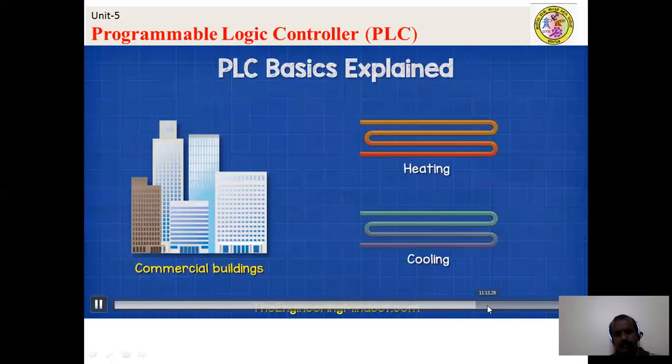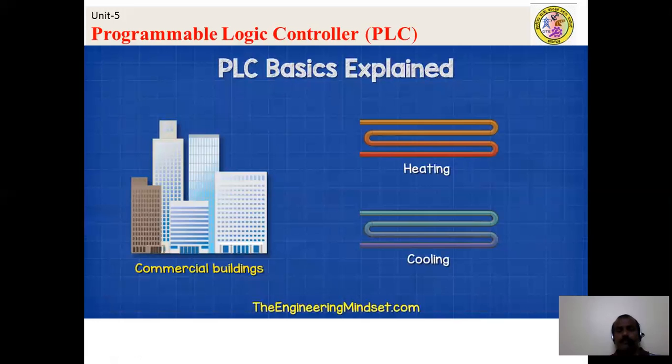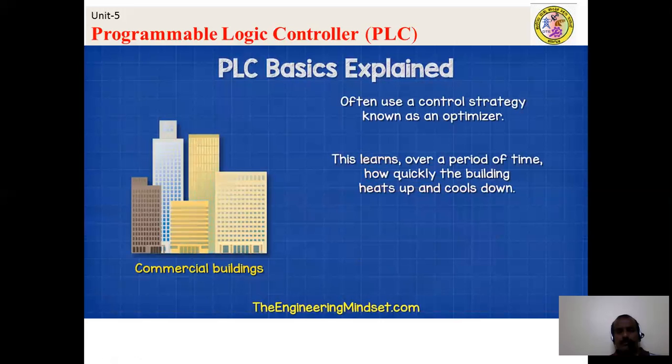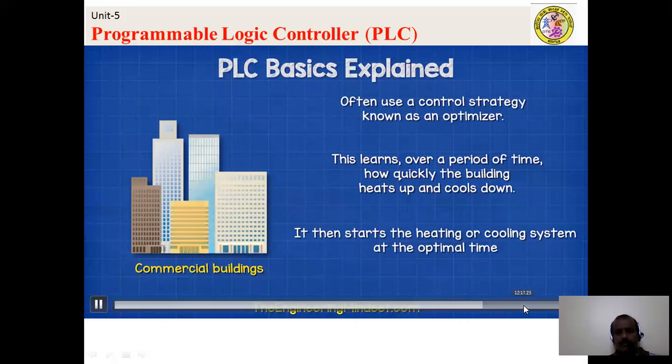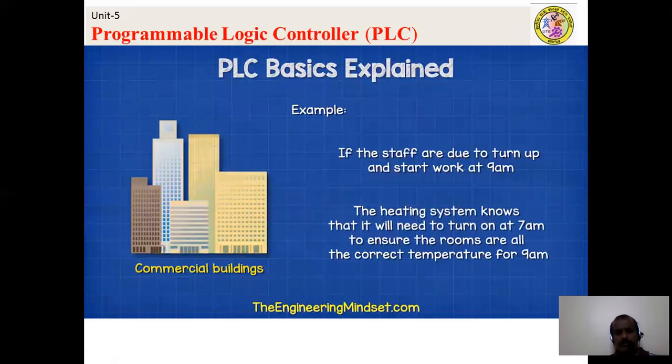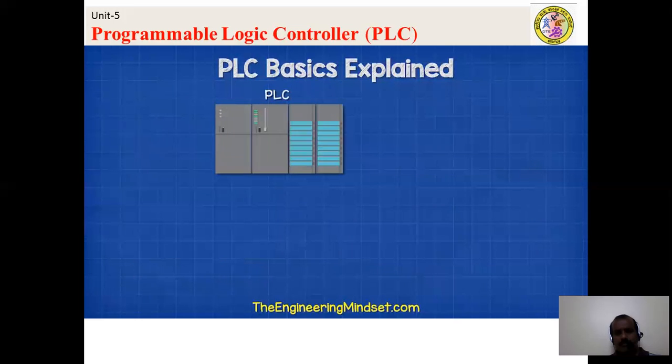In many commercial buildings, the heating or cooling system will use a control strategy known as an optimizer. This learns, over a period of time, how quickly the building heats up and cools down. It then starts the heating or cooling system at the optimal time, before the building will be occupied. For example, if the staff are due to turn up and start work at 9 AM, the heating system knows that it will need to turn on at 7 AM to ensure that the rooms are all at the correct temperature. Let's say this system has a PLC with the optimizer software installed.